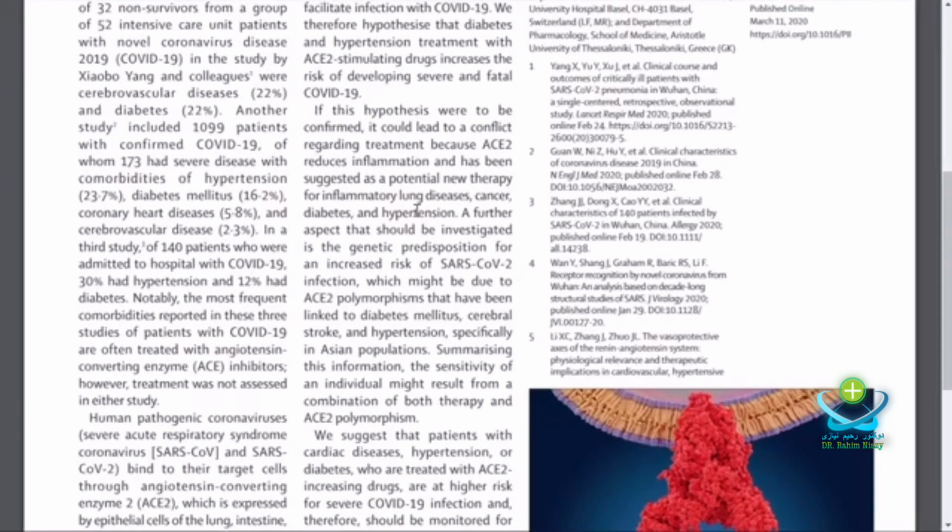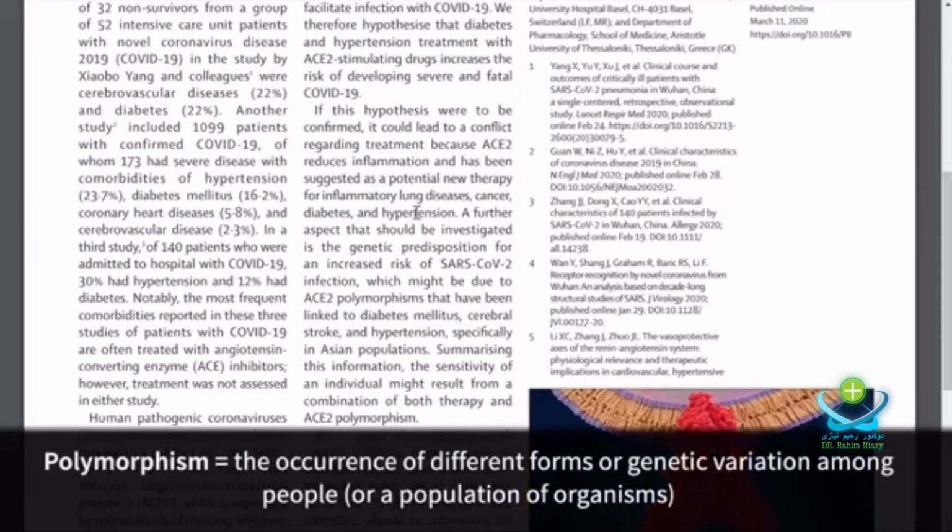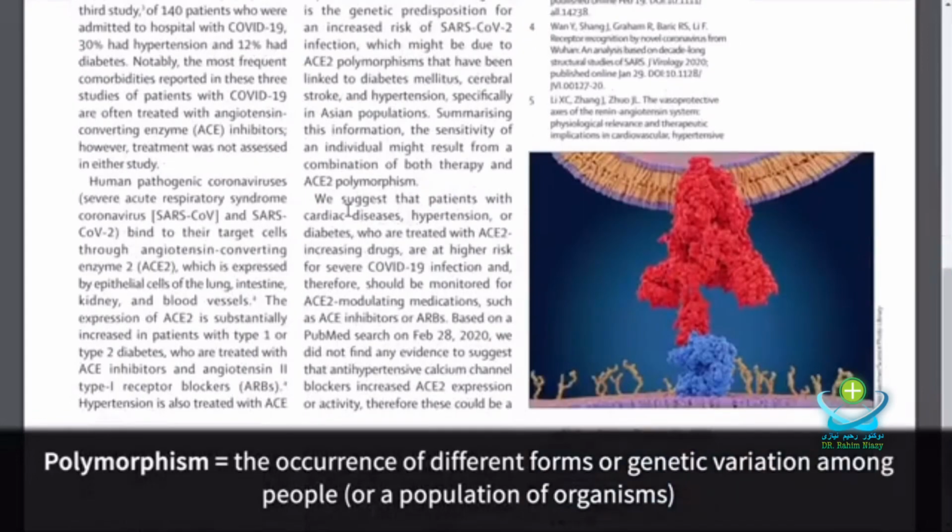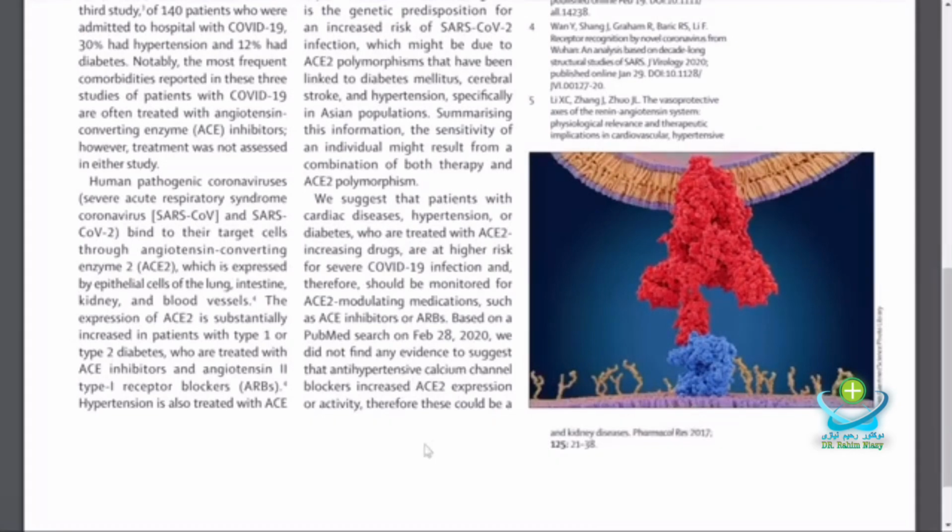A further aspect that should be investigated is the genetic predisposition for an increased risk of SARS-CoV-2 infection, which might have to do with ACE-2 polymorphisms, they say. And here, finally, they say, we suggest that patients with cardiac diseases, hypertension, or diabetes who are treated with ACE-2 increasing drugs are at higher risk for severe COVID-19 infection and therefore should be monitored for ACE-2 modulating medications such as ACE inhibitors or ARBs.